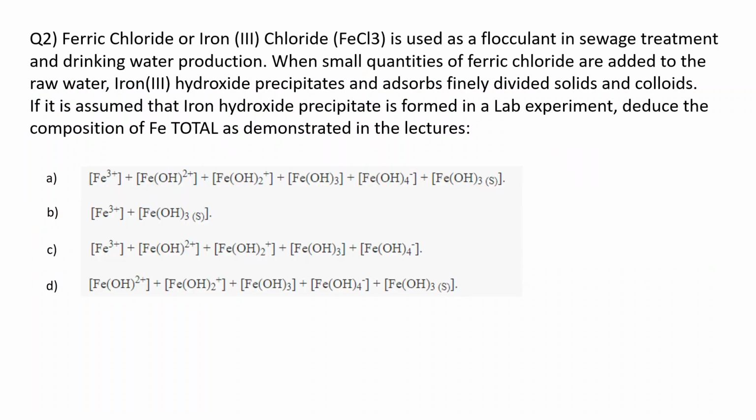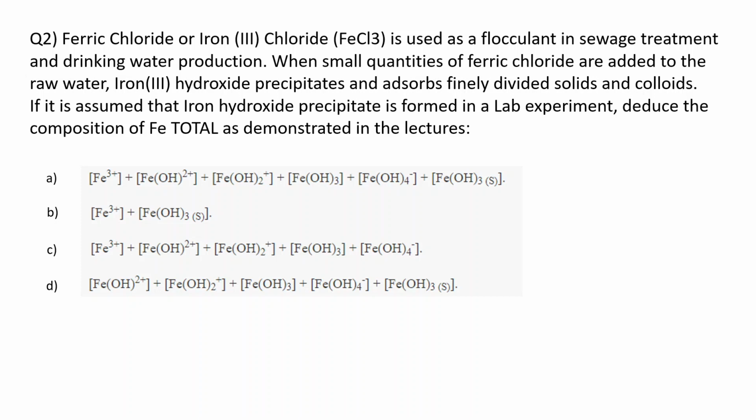Coming to question number 2. Ferric chloride or iron(III) chloride, that is FeCl3, is used as a flocculant in sewage treatment and drinking water production. When there are many colloidal particles in the water, then we use ferric chloride. Mostly it is used in sewage treatment, and for drinking water production we use alum. So we use some ferric chloride.